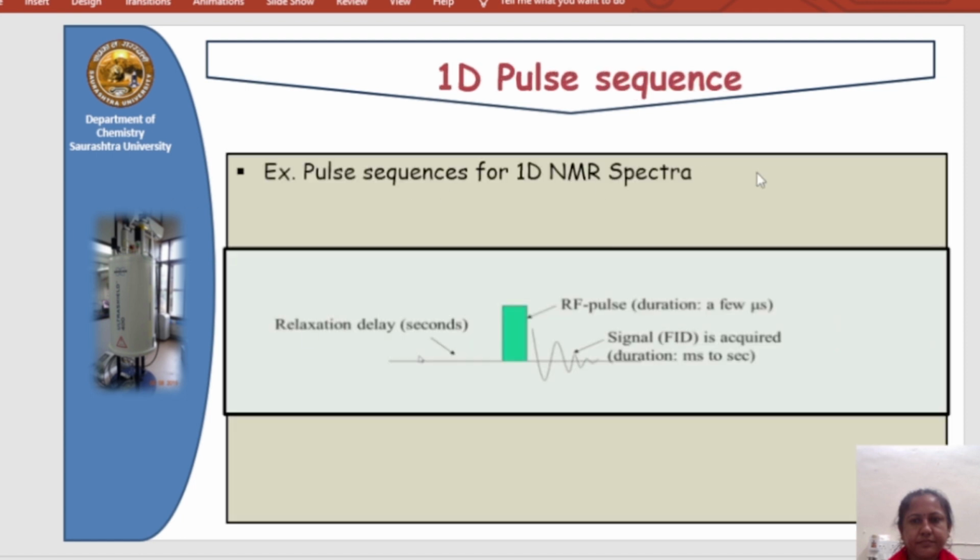Now, what is the pulse sequence of a 1D NMR spectrum? What is the relaxation delay? This is nothing but the preparation delay or relaxation delay, and after that we apply the 90-degree pulse. So we can say it is the pulse excitation state. After excitation it comes to the ground state, which means a population difference is created, acquisition of the spectrum takes place, and we get the signal in the form of FID, free induction decay.